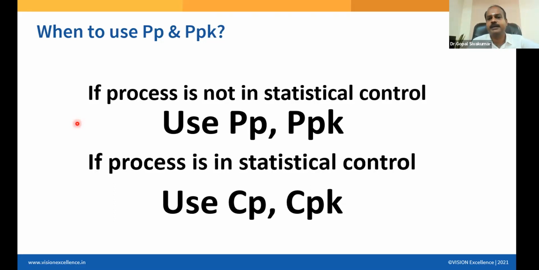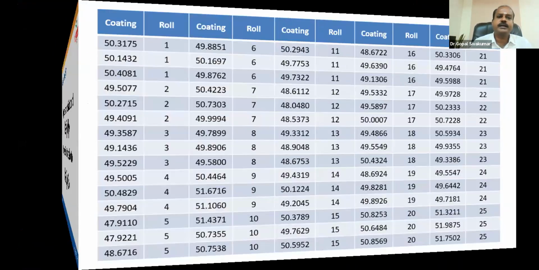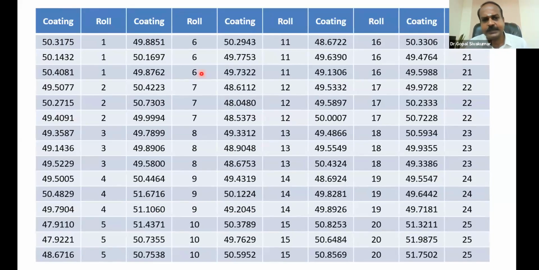Then only the process is ready for capability study. All right, now we are going to do a small case study. Imagine there is a company which is producing some product where the thickness of the material is very, very important. Please note, always people say, sir, all examples are manufacturing examples. You can make it an example from a service industry also. You change the CTQ, that's all right.